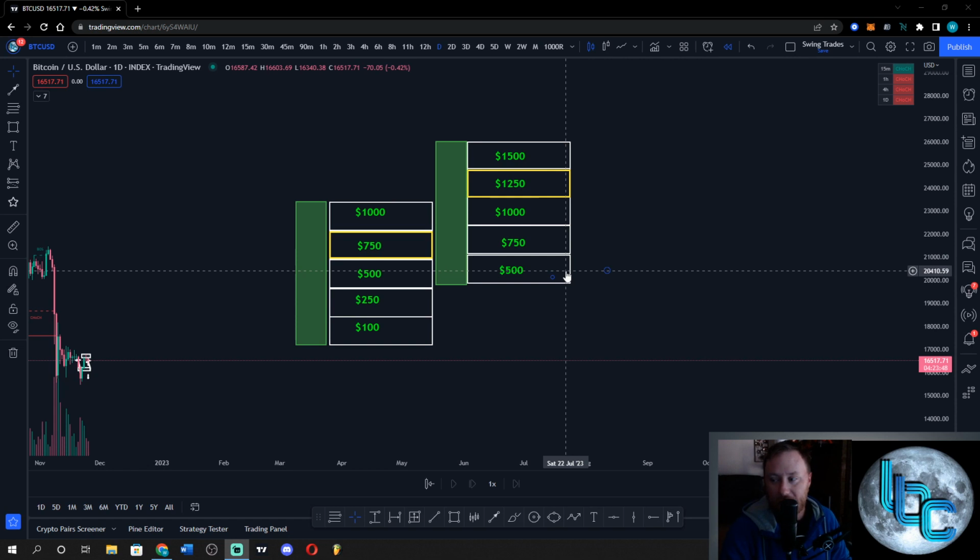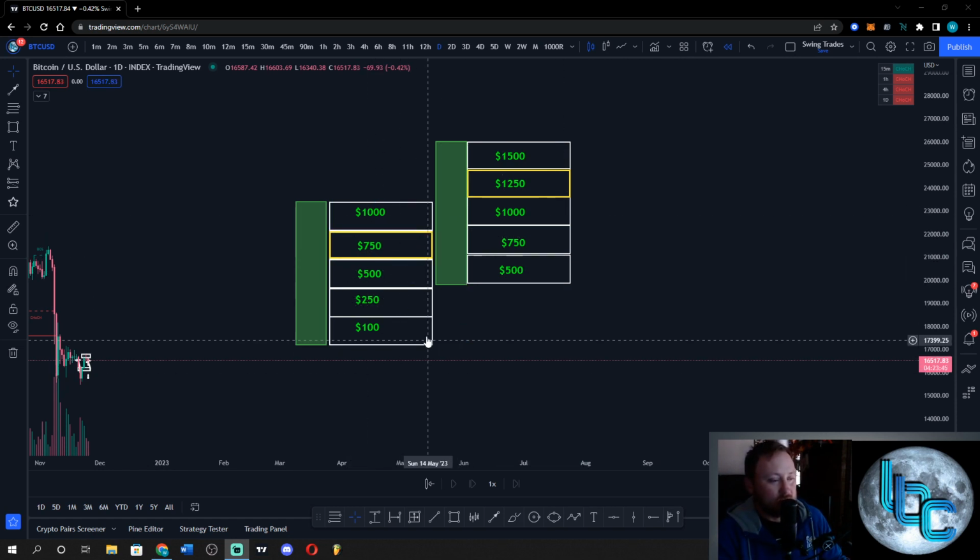All right, now that I got that set up, you can see how the price action is moving. So this is just the basic understanding.